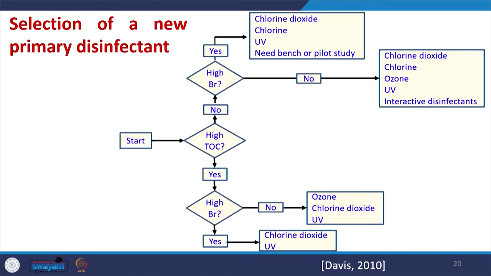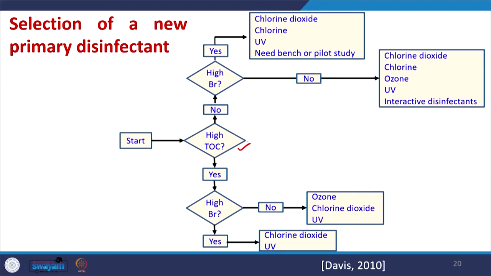So this is a generic strategy for selection of a new disinfectant for treatment of some particular wastewater. We have to characterize the wastewater first, after all the treatment has been done already, and then we can use this strategy to select a primary disinfectant. We start by checking whether the water contains TOC or not. If high TOC is there, we adopt this method. No TOC or low TOC, we go like this.